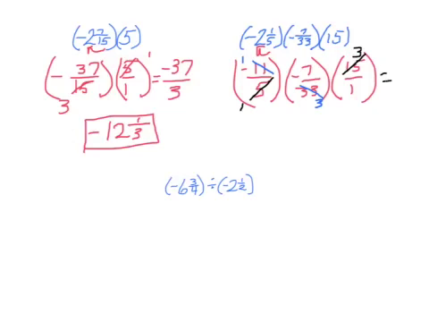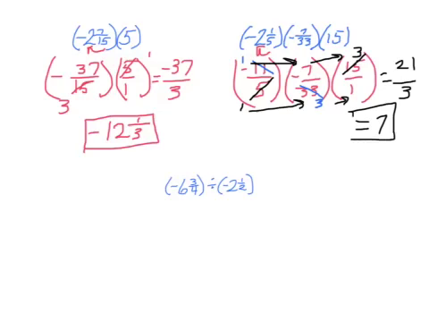Now multiplying across, you get 1 times 7 times 3 is 21. 1 times 3 times 1 gives you 3. Now we have a negative times a negative that turns it to positive, so this is a positive 7.